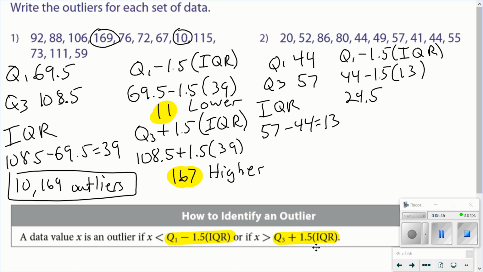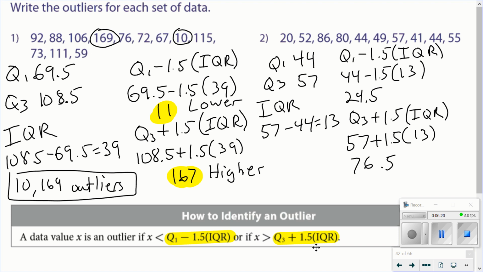Now I'm going to find the high side. And that's Q3 plus 1.5 times IQR. So I plug in Q3, which is 57, and the same IQR, which is 13. All right. Once I type that in the calculator, I hit enter, and I get 76.5. All right, now I have 76.5, and I have my high end.